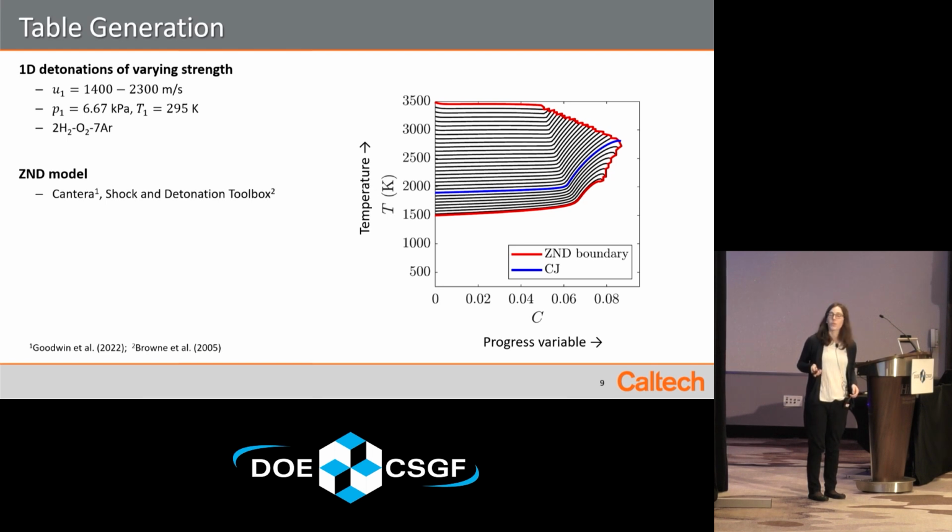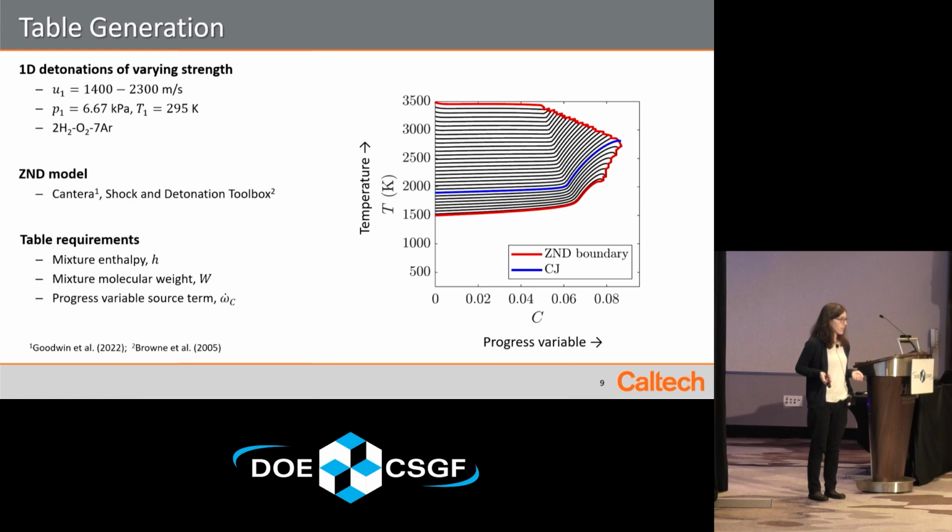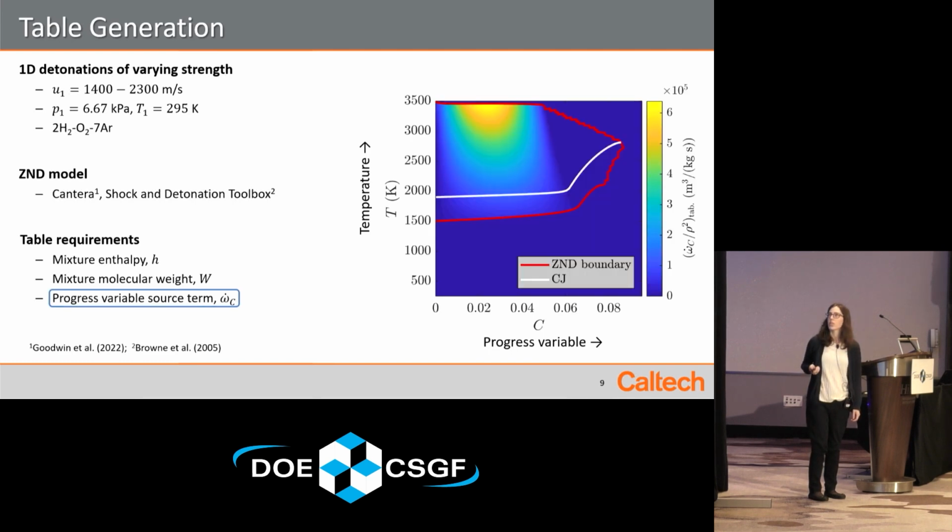And so once we have those solutions, we can fill in our CT space for the quantities that we need in our table to be able to run the simulations. So for example, our enthalpy, our molecular weight, and the source term for the progress variable, which is what I'm showing here in CT space. So with this, we have everything we need to be able to run with the chemistry table in our simulations.